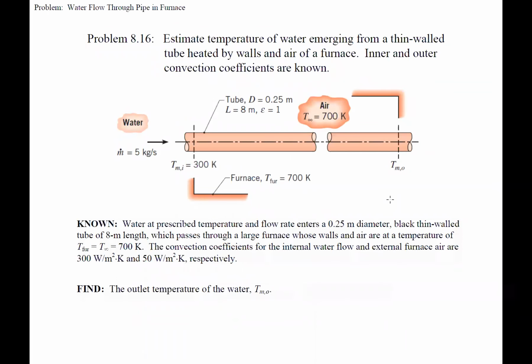All right, so then we should be right here. Now we have our first example, which is 8.16.